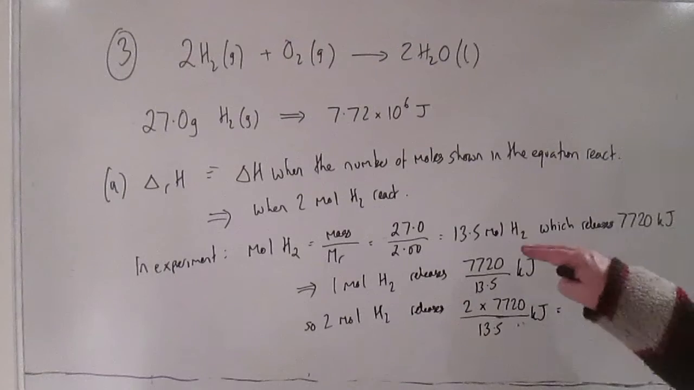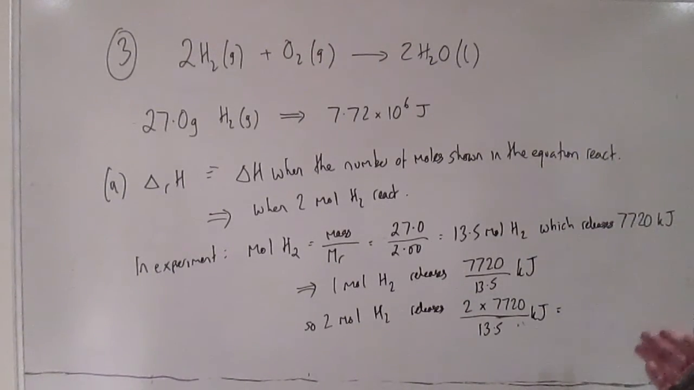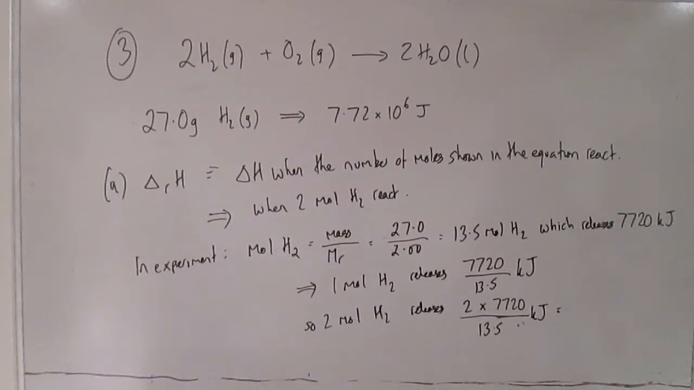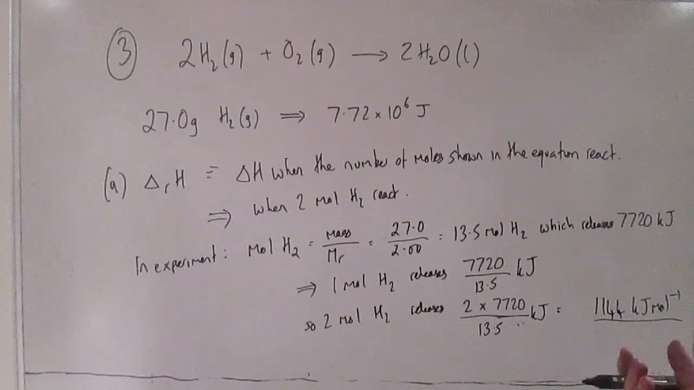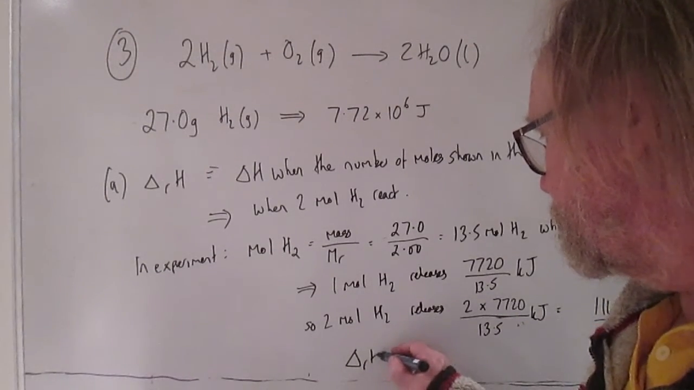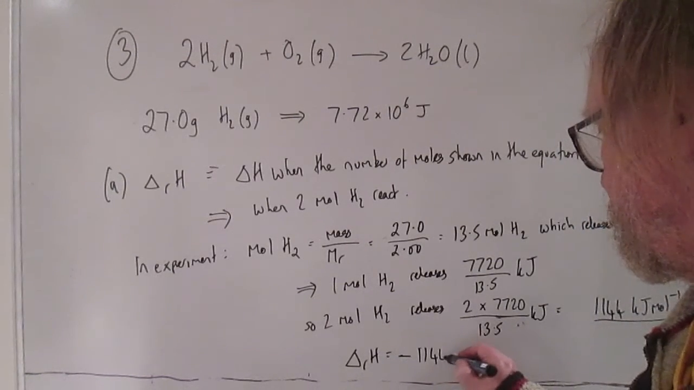Okay, so we've just said, right, this is the amount from 13.5, divide it by 13.5, that tells you the amount from each mole. We want to know how much we get from 2 moles, because that's what's in the equation, so we multiply by 2, and we get 1144 kilojoules per mole is the amount released. But that's not quite the answer, because remember, this is an exothermic reaction. The heat's being given out, so delta H is negative.